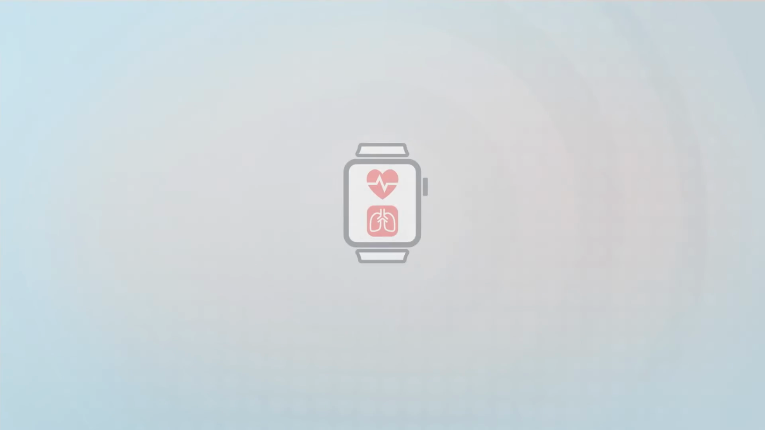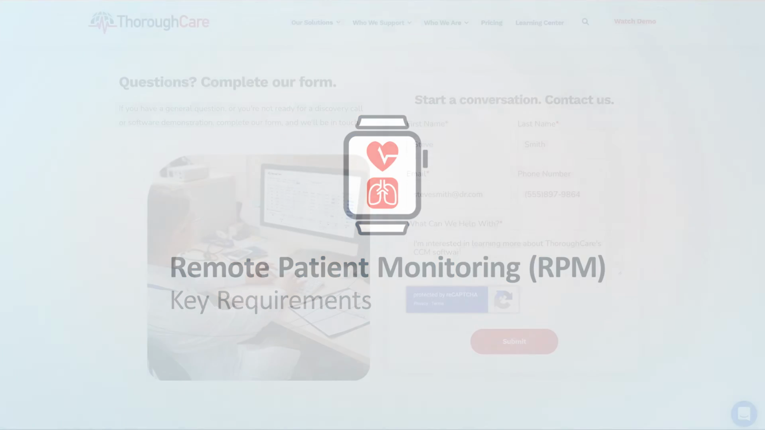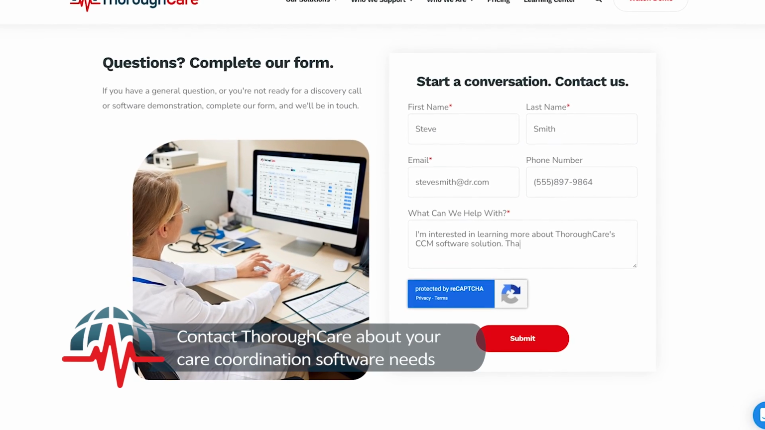In conclusion, understanding RPM program requirements is essential for successful implementation. By adhering to guidelines and leveraging your knowledge, you can provide high-quality care to patients enrolled in RPM and improve their health outcomes in the process.